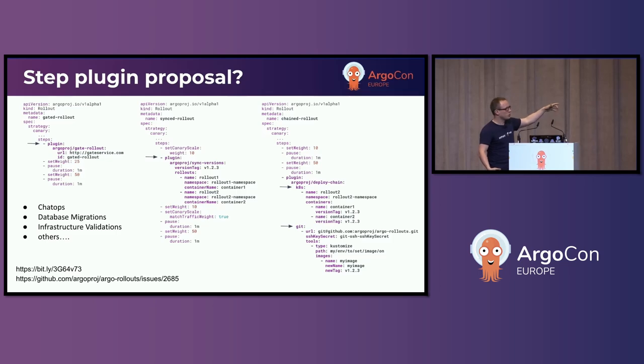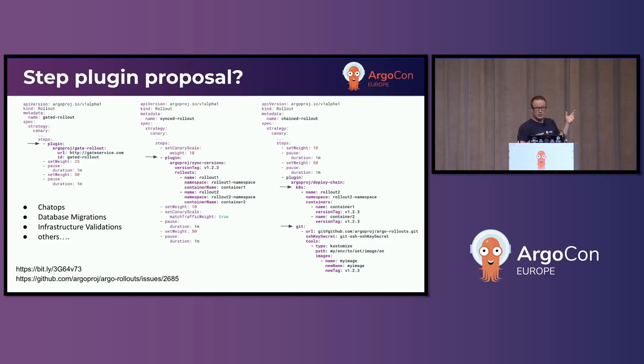The other would be to do the more GitOpsy thing and have the plugin actually commit the update in the Git repo to cause the next chain to happen, basically, right? I think there's a handful of different options that can be done there.